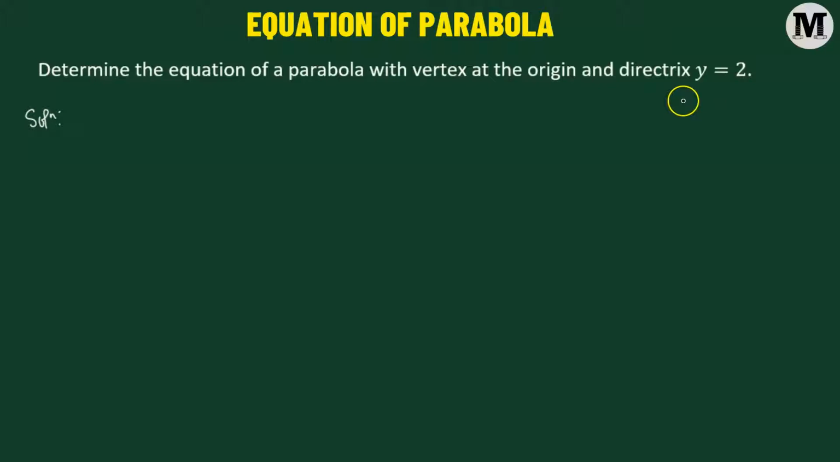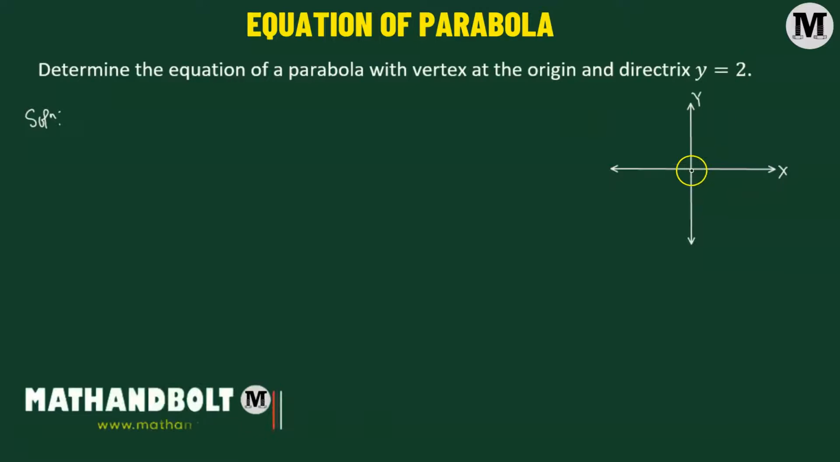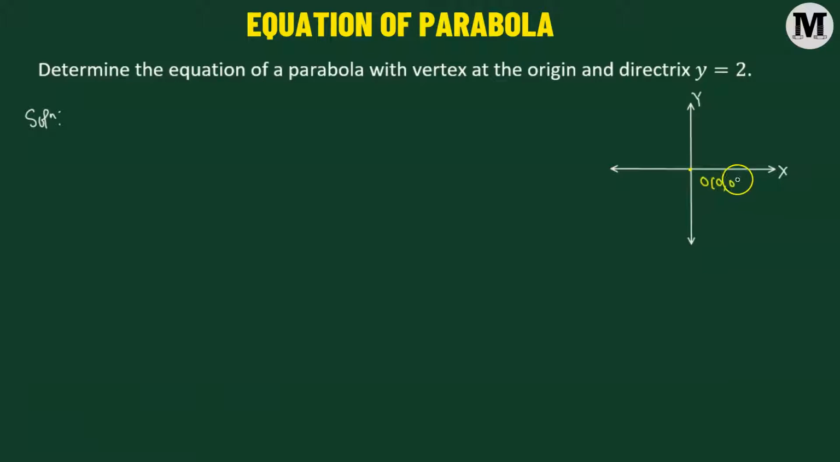So for this, we consider the coordinate axes. So here we have the x and the y axis. It's given here the vertex is at the origin. So this is going to be the vertex at the origin. So that means the coordinates of the vertex will be (0, 0). And then we have the directrix at y equals 2.